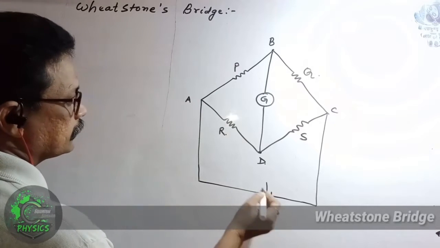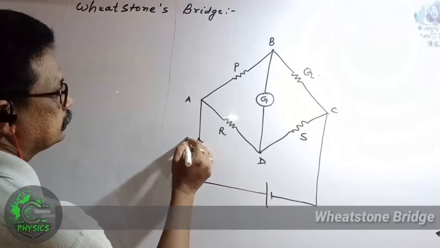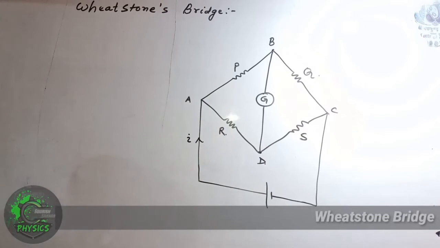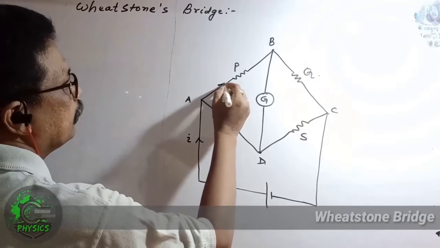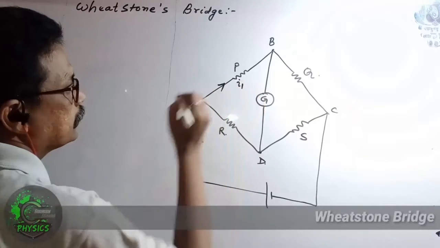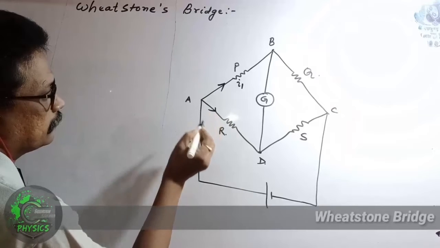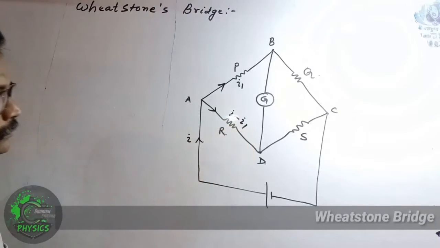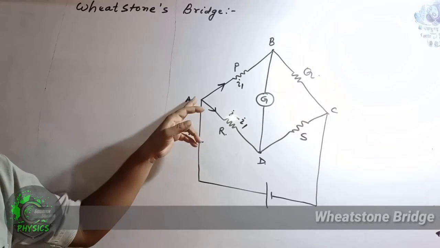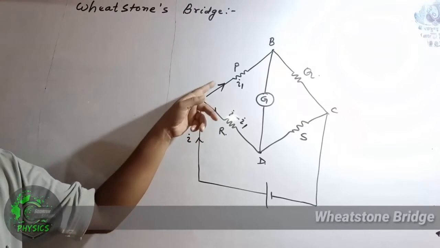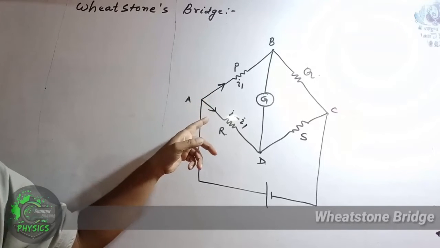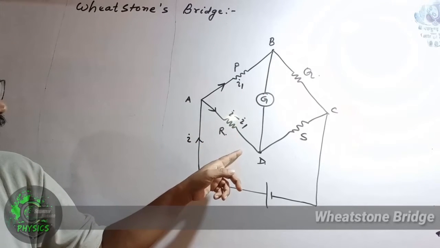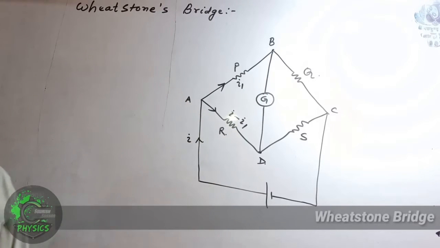Let us consider this cell is supplying a current I to this circuit. Now along the resistance P, let the current be I1. Then along the resistance R, the current must be I minus I1, because at this point O, the current I divides into two parts. If current I1 is along P, then the current I minus I1 will be along R.